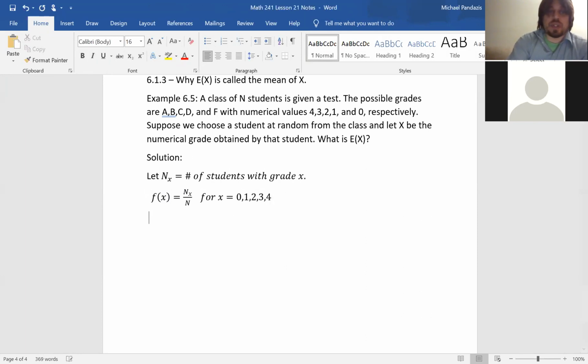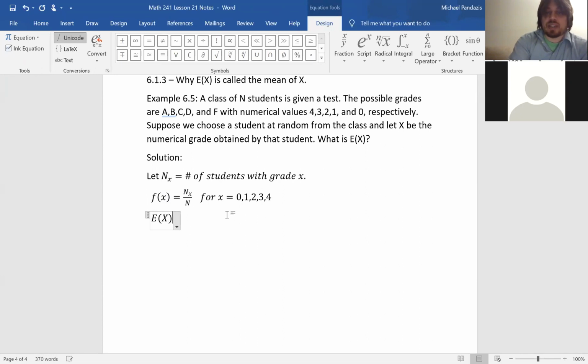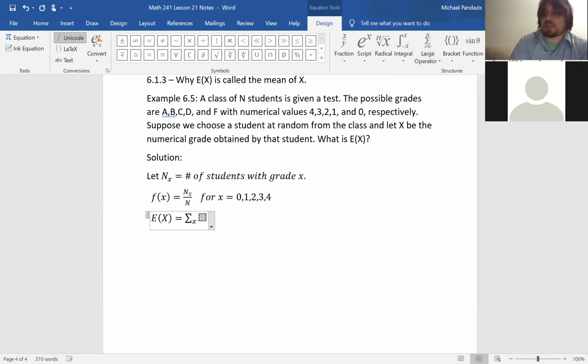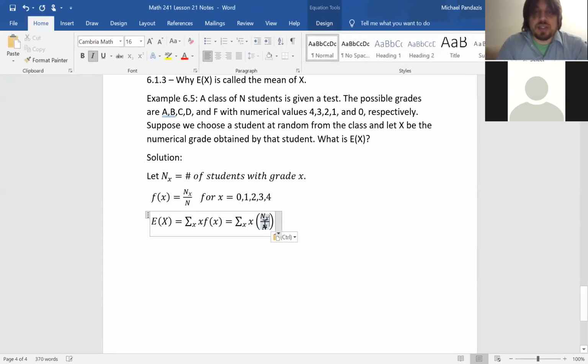Okay. Also, the expected value of x then is equal to the sum of all possible values of x times f of x, as long as the series is absolutely convergent. The sum of the absolute value of the terms is finite. Well, then this is equal to the sum over all possible values of x. Now it's x times f of x. This is f of x, and so it's x times this quantity in place of the probability. And so now we have that.